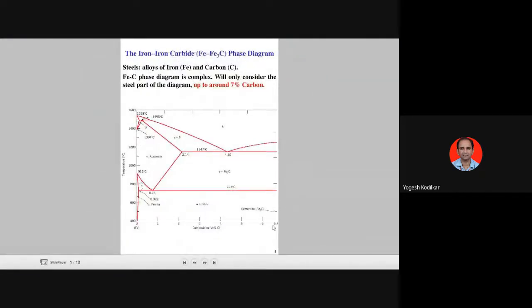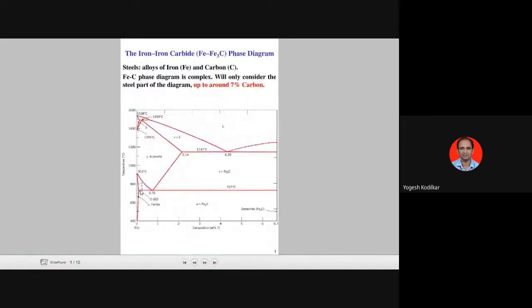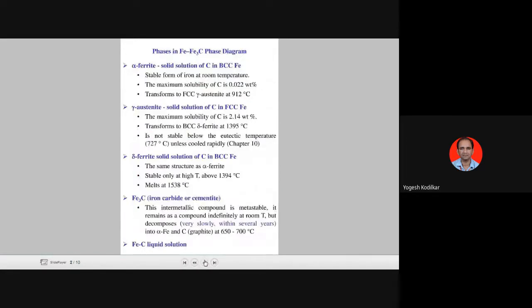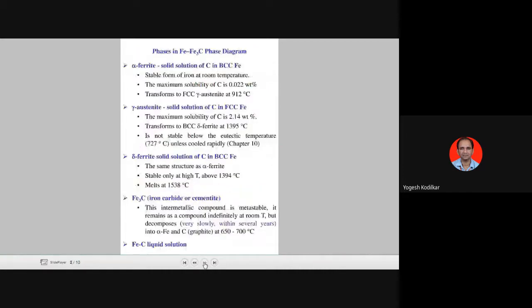Up to 6.67% carbon is what we are considering on this iron carbon diagram. So alpha ferrite is a solid solution of carbon in body centered cubic crystal structure ferrous iron. It is the stable form of iron at room temperature. The maximum solubility of carbon is 0.022%. You can see at this 0.022% carbon there is an alpha ferrite phase that transforms to FCC gamma austenite at 900 degrees Celsius. This alpha ferrite phase is transformed to the gamma austenite phase at around 912 degrees Celsius. It is completely converted into the gamma austenite phase at 912 degrees Celsius.